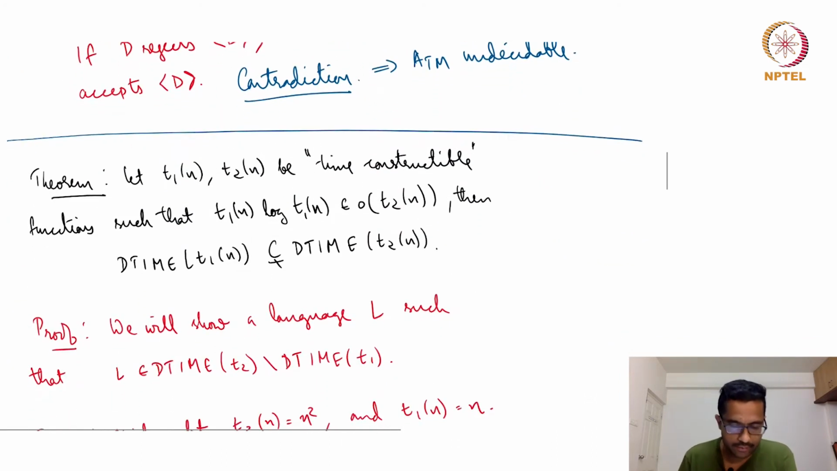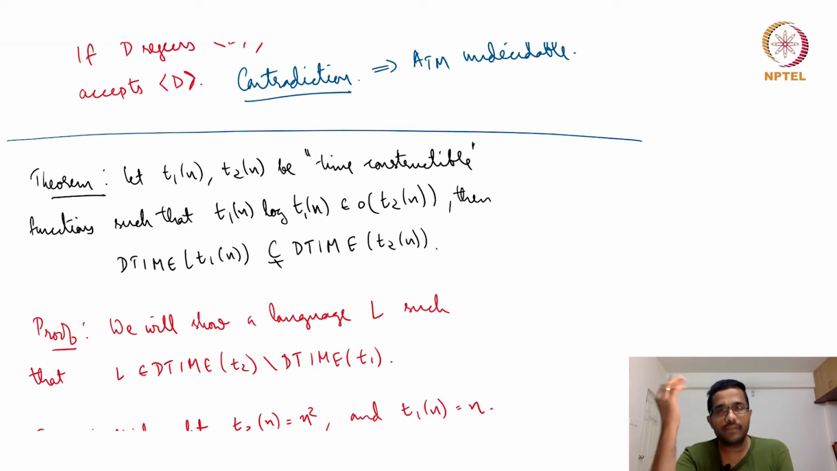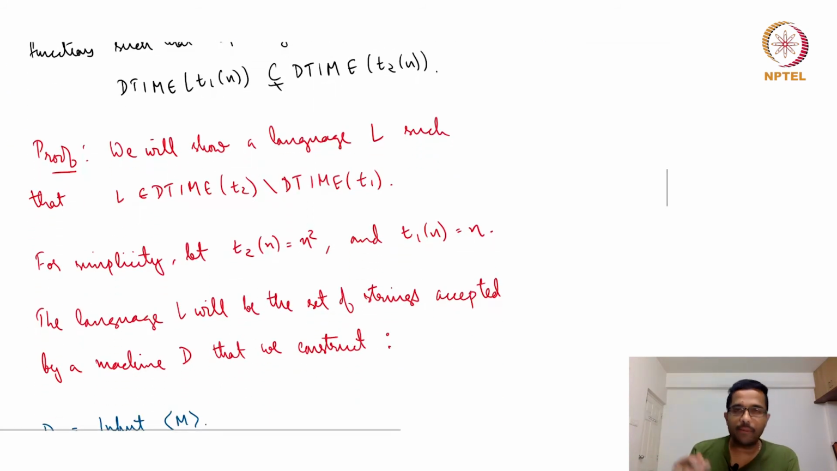So once again, the statement of the time hierarchy theorem: if T1, T2 are time constructible functions such that T1 log T1 is little o of T2, then DTIME T1 is contained in DTIME T2, which is not that difficult to see, but it is strictly contained, meaning there are some languages that are in DTIME T2 but which are not in DTIME T1. And for the proof, we will demonstrate the existence of such a language.